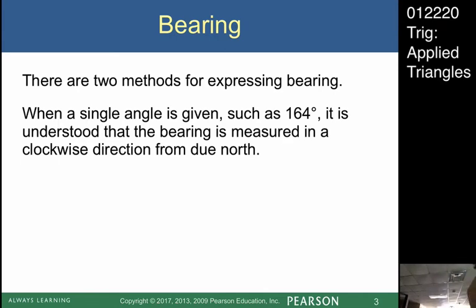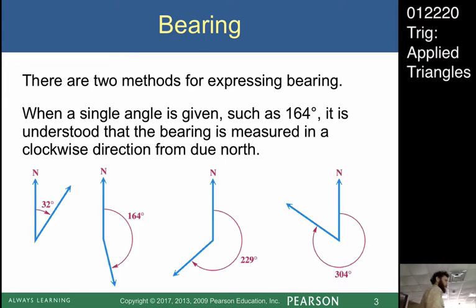So, two methods. The first method is just an angle. When someone just gives you an angle, that is a bearing. So I've seen an object, a UFO, Commander, there's a UFO at 164 degrees. Well, that means that it is 164 degrees from due north.